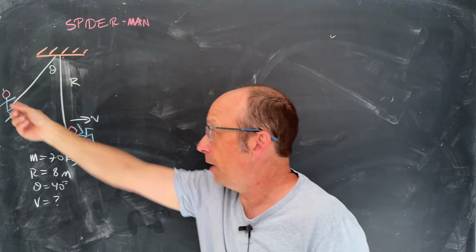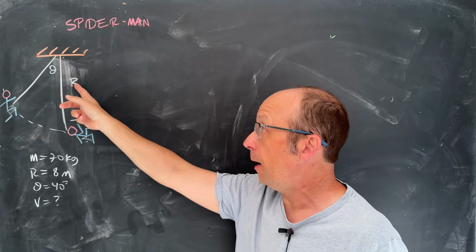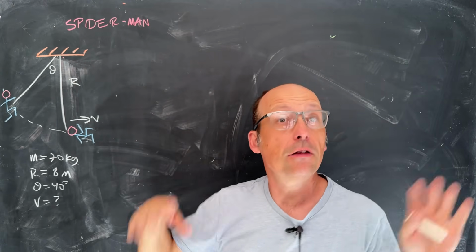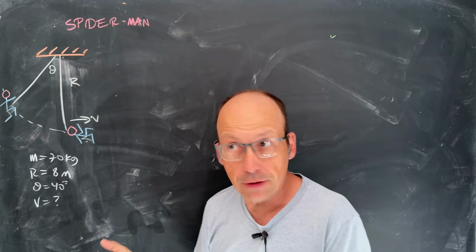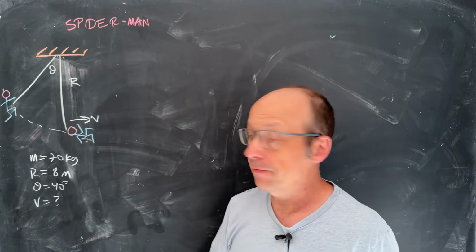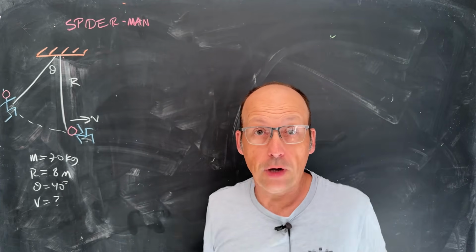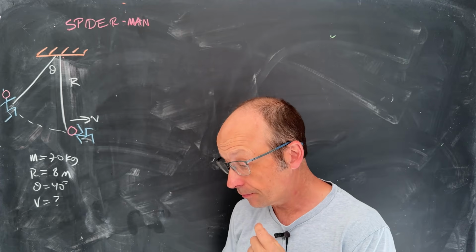So he starts from rest up here. We want to find the velocity down there. The radius of the circular motion he's moving in, he's moving in a circle, I picked it as 8 meters. And that's a 40-degree angle. So how fast is he going at the bottom?